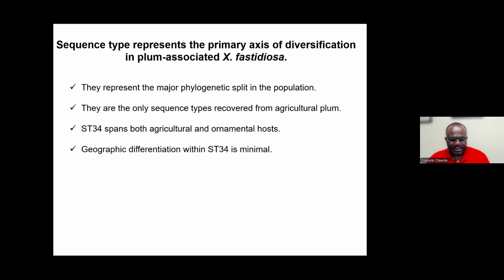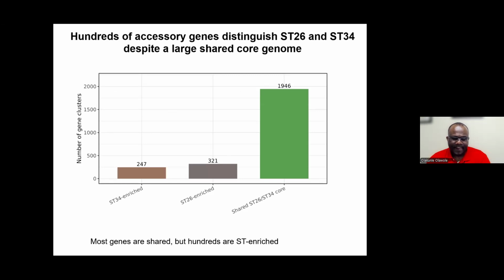So the minimal geographic differentiation observed within the ST34 suggests that broader diversification may occur at the sequence type level. So these observations justify direct comparison between the ST26 and the ST34 to identify the major genomic features that are associated with this diversification.